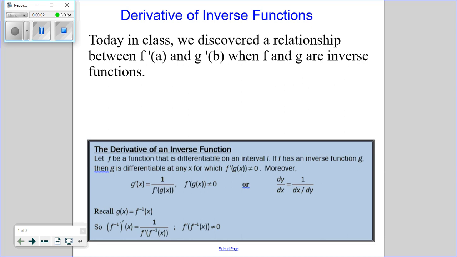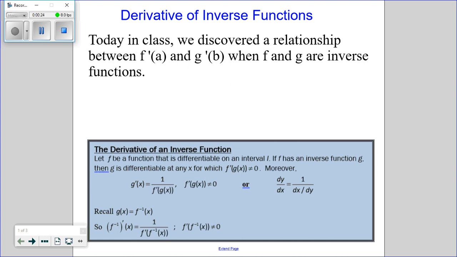Hi everybody. In this video we're going to talk about derivatives of inverse functions. So today in class we did a short exploration and we discovered a relationship between f prime of a and g prime of b when f and g are inverse functions.